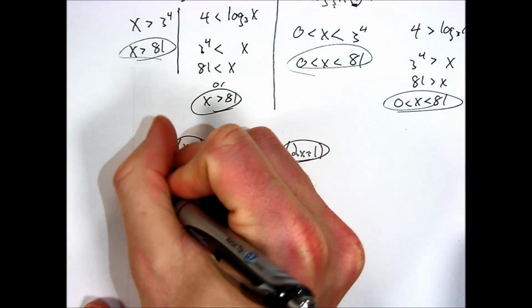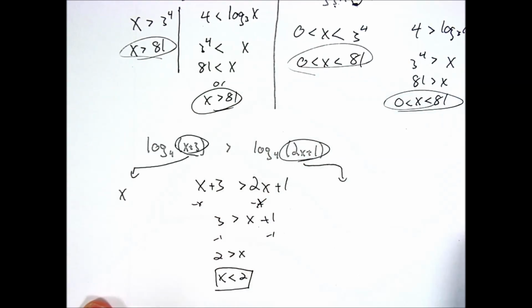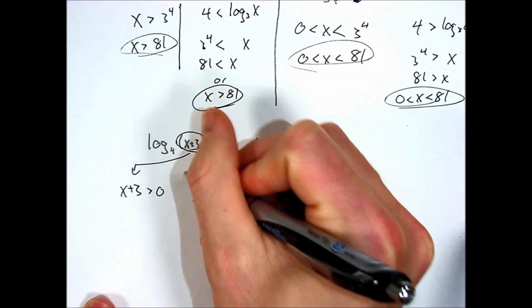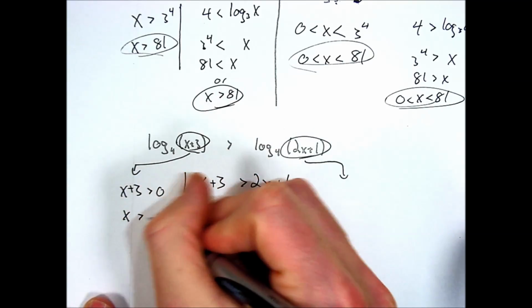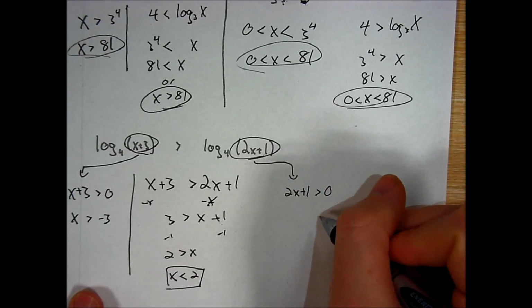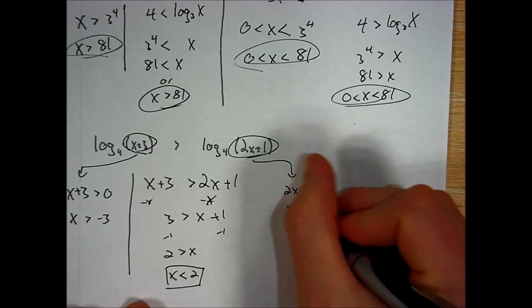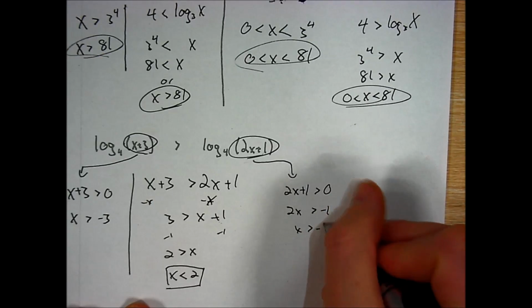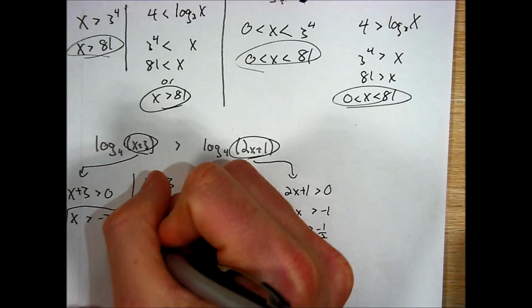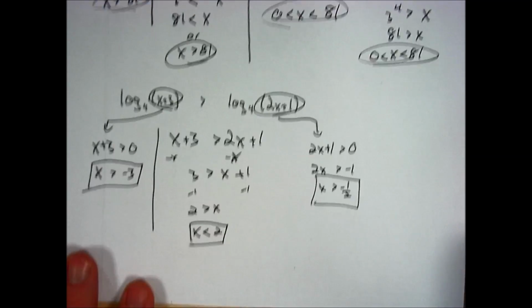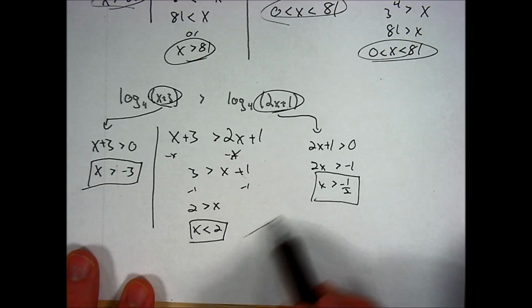So I'm going to take this and put it over here, and this and put it over there. So x plus 3 has to be greater than 0, which means that x is greater than negative 3. And over here, 2x plus 1 has to be greater than 0. Okay? Subtract the 1. 2x is greater than negative 1. Divide by 2, x is greater than negative 1/2. So now I have 3 inequalities. How do they all relate to each other? Okay? How do I tie all these in?